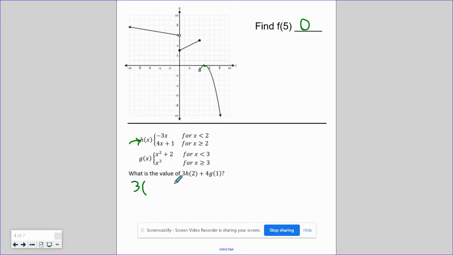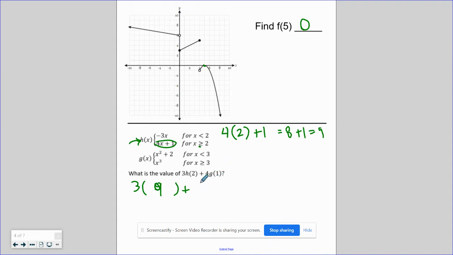So it's going to be 3 times an answer plus, and then we'll get to g in a minute. So 2 means we need that equal to. So we're going to use 4 times x plus 1 for the value of 2. So 4 times 2 plus 1, and that's going to be 8 plus 1, which gives us 9. So that 9 is going to go in this place. And then we're going to hang tight for a second.